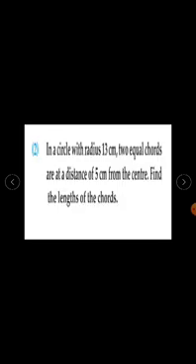Now question number 2. In a circle with radius 13 centimeter, two equal chords are at a distance of 5 centimeter from the center. Find the length of the chord. So given a circle with center P and radius 13 centimeter.